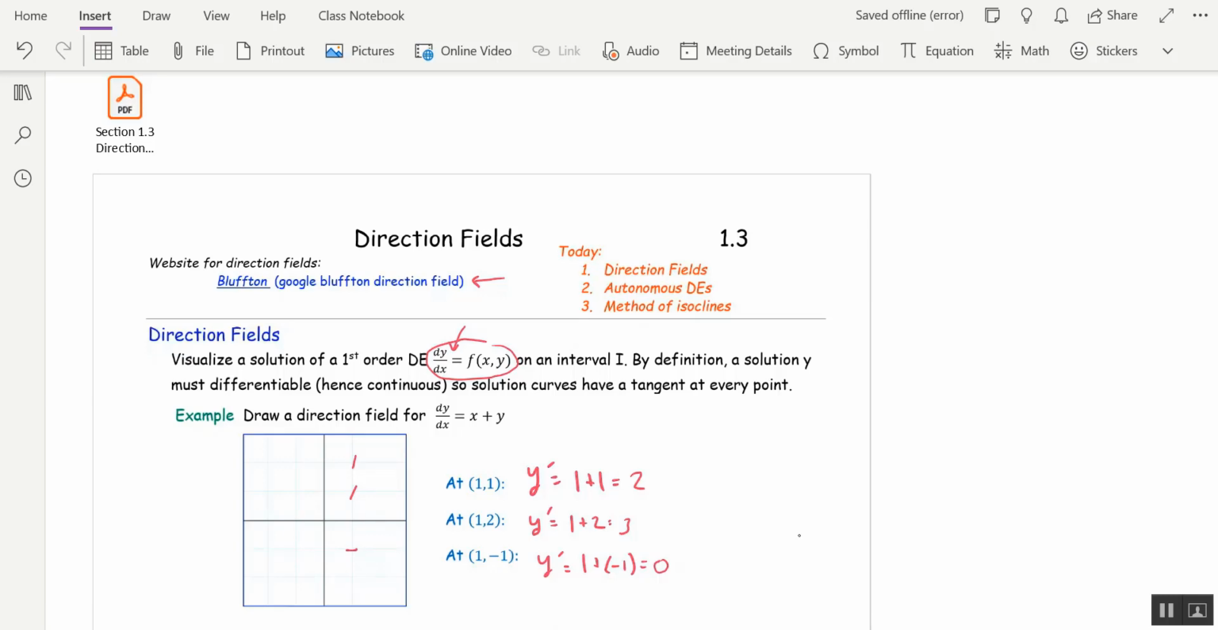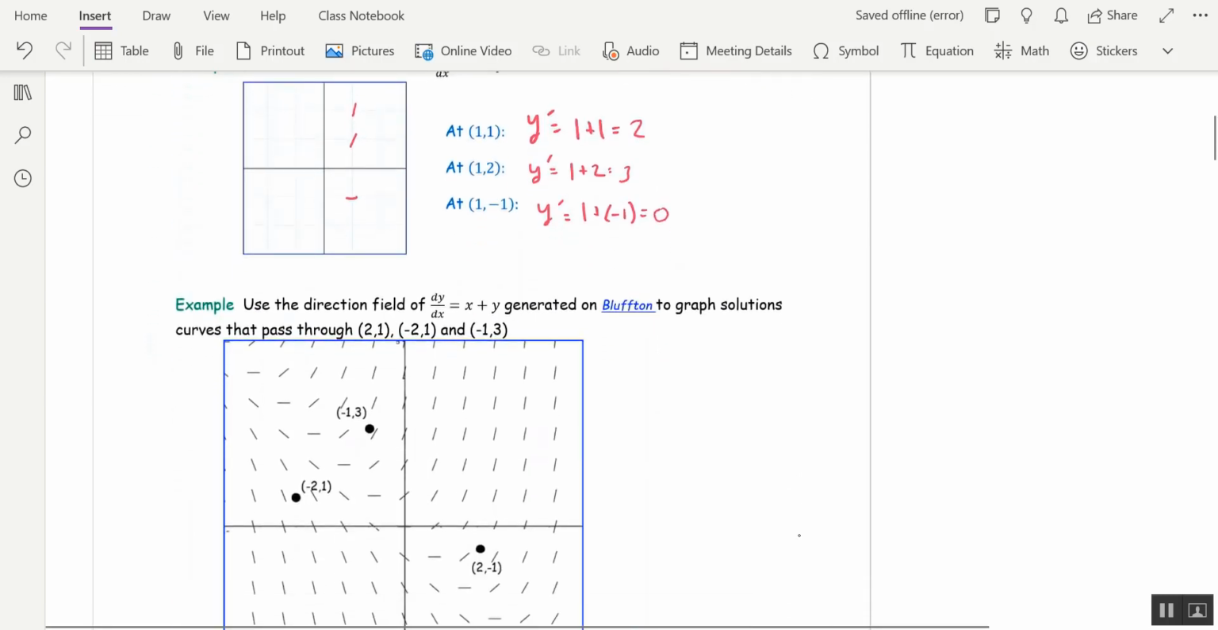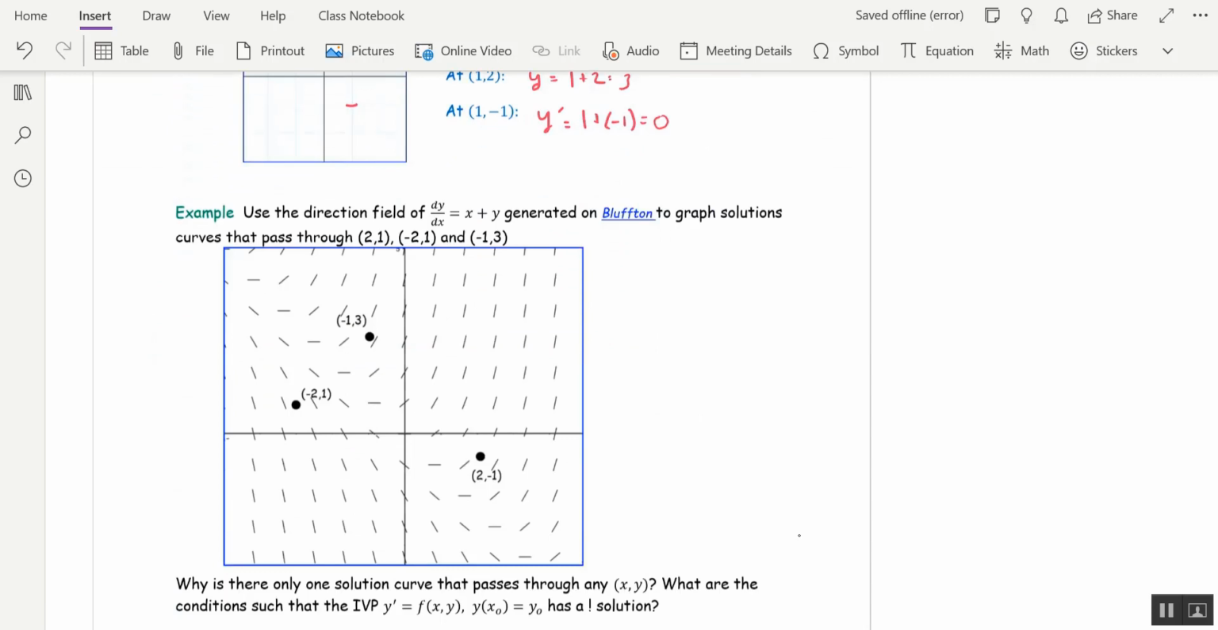So let's jump ahead to technology, where we've got a direction field filled out. Looking at this, you can really get an idea of what solutions look like, because any solution passing through a given point has to be tangent to that line. So as you're drawing solutions, you can't cross lines at a perpendicular angle, because you want to be tangent to that line.